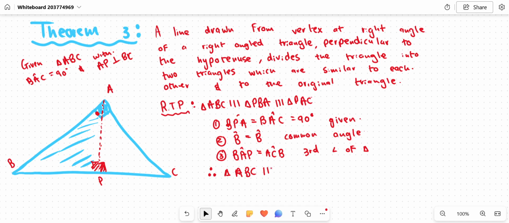is similar. I need to follow the logic. I'm starting at the 90 degrees, I'm going to that angle of B, and I'm ending at the C. Remember, the C also has the same dot. So this one needs to start at the P, go to the B, and end with the A. Sorry. So my reason for saying that they're similar is angle, angle, angle.